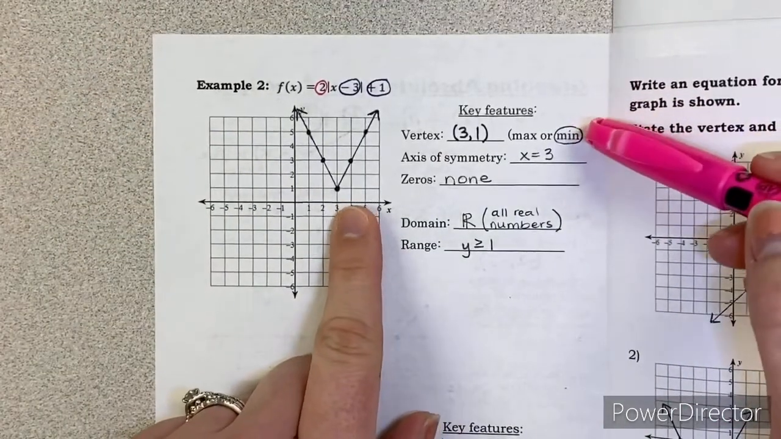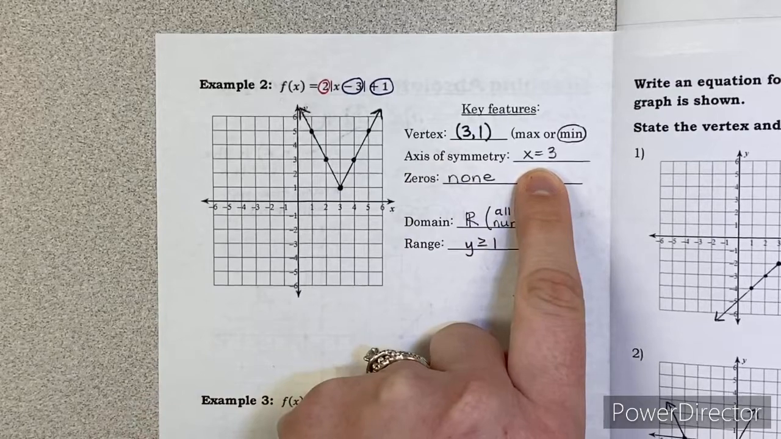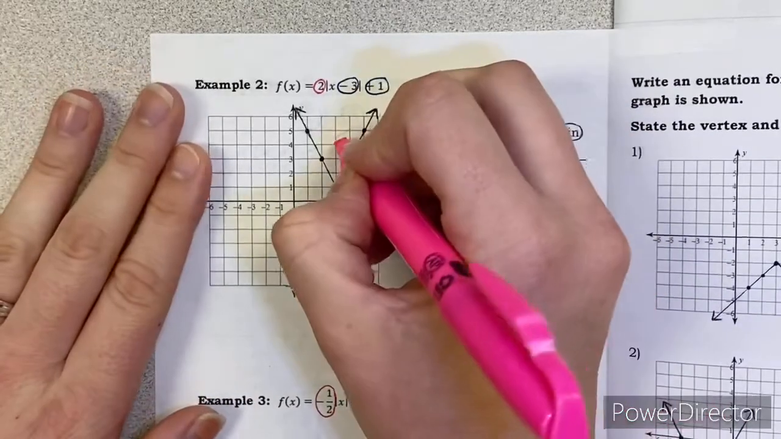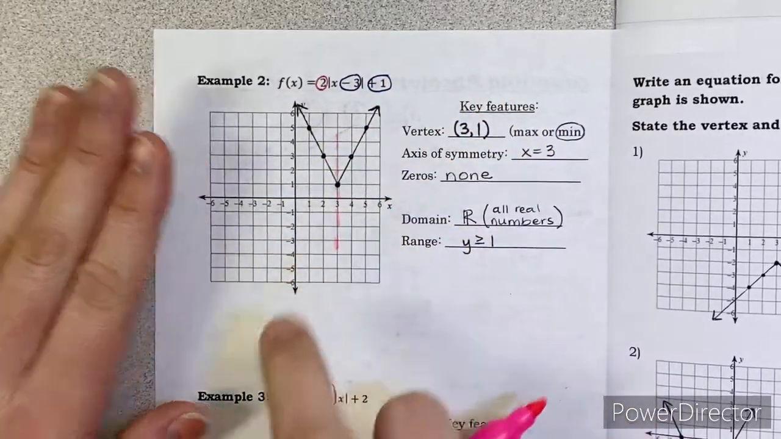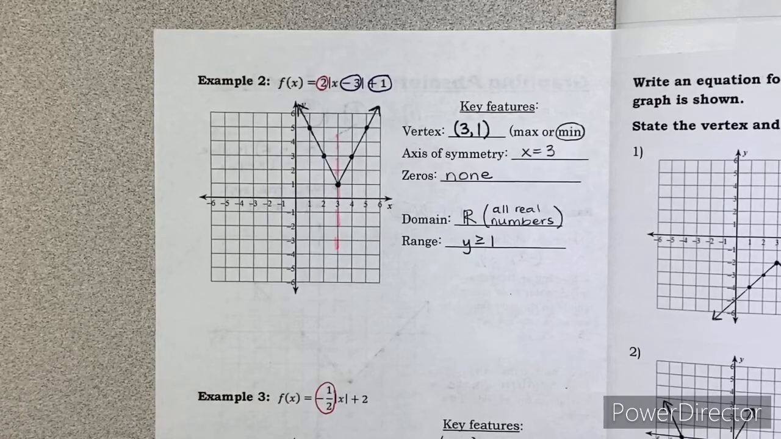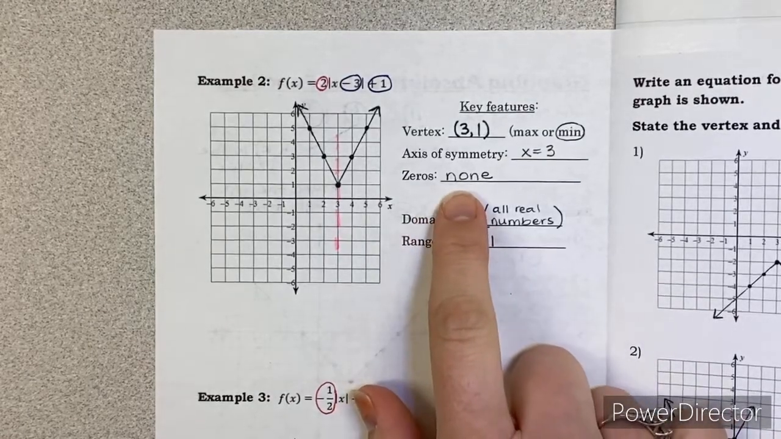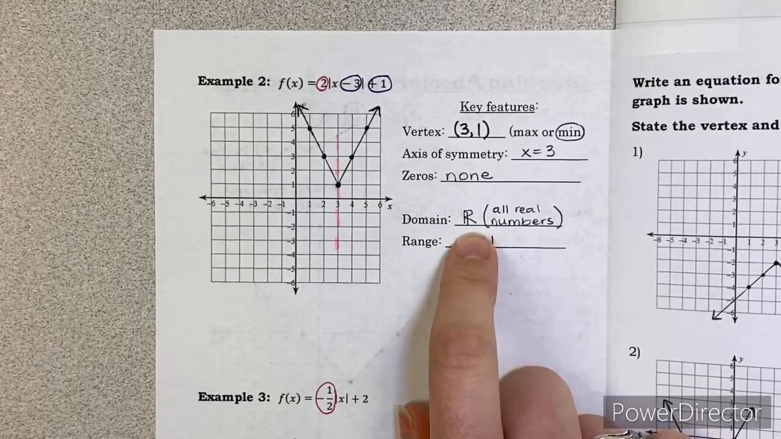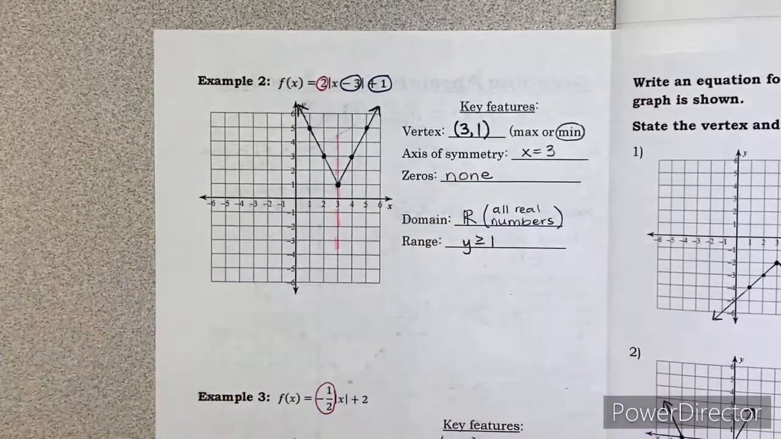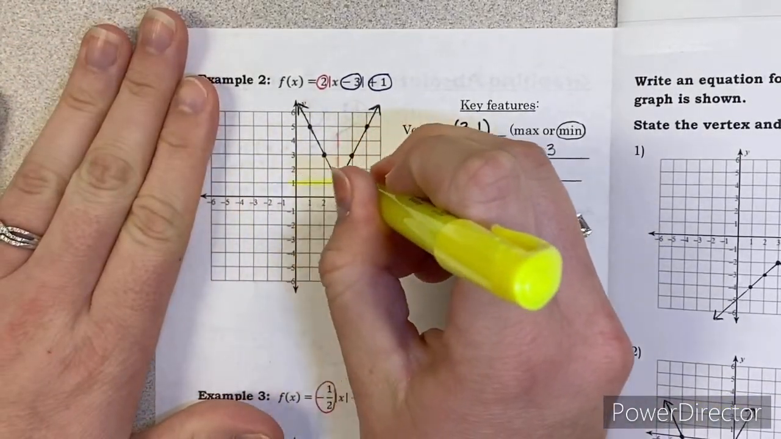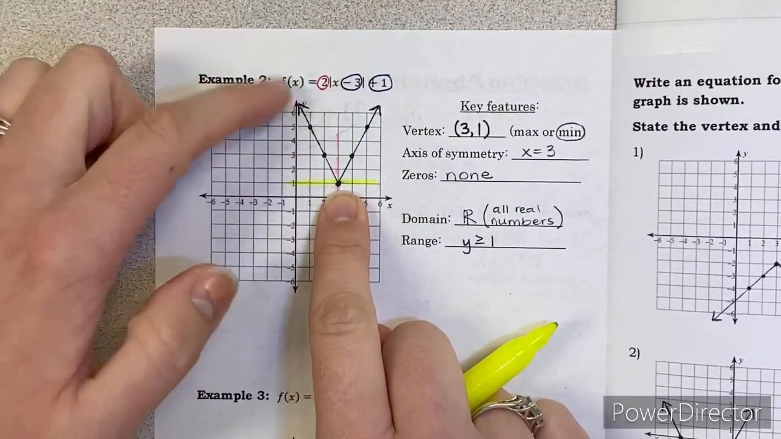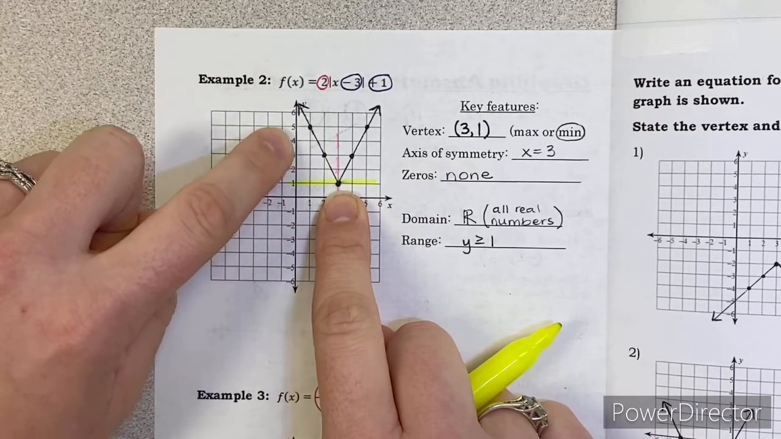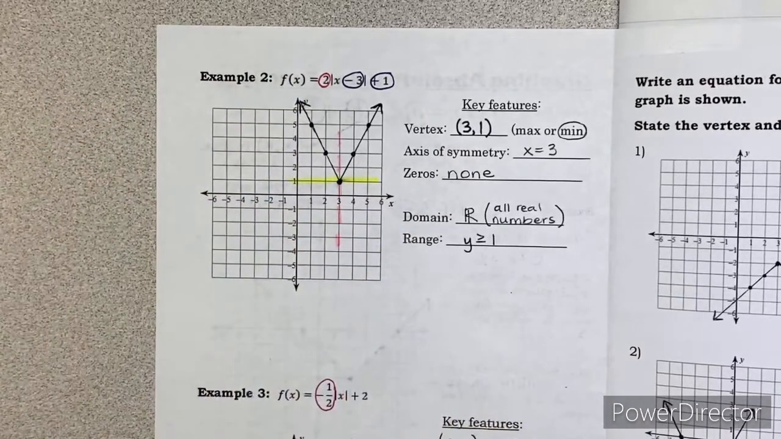So the vertex is a minimum. Axis of symmetry, that's one of the ones I want to talk about. I put it at 3 because if I'm going to talk about the line that cuts this graph in half, it's this one, and that line is x equals 3. There are no zeros, so I just put none. Domain is all real numbers because it goes forever left and right. Range is, I put y is greater than or equal to 1 because here's the starting point of my graph. It's here at 1, and I put greater than because the graph is everything greater than 1. So 2, 3, 4, all of those numbers are bigger than 1. There you go.